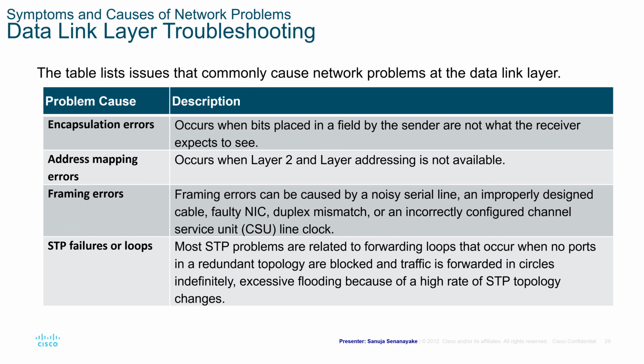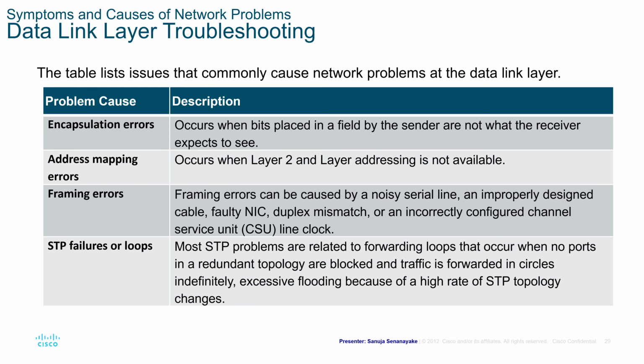Another error type includes encapsulation errors, which also happen in the data link layer. That occurs when the bits placed in a field by the sender are not what the receiver expects to see. So that means there is a problem with the encapsulation. Address mapping errors occur when the layer 2 and layer 3 addressing is not available.